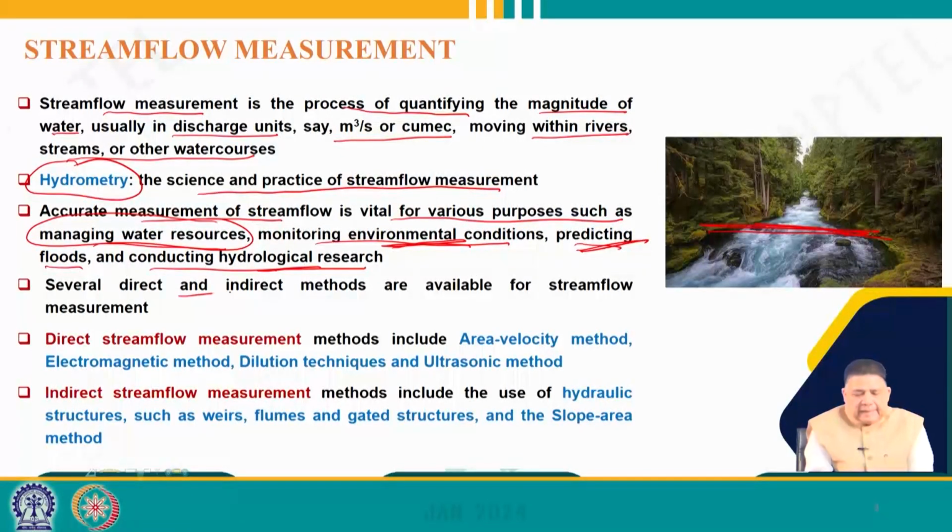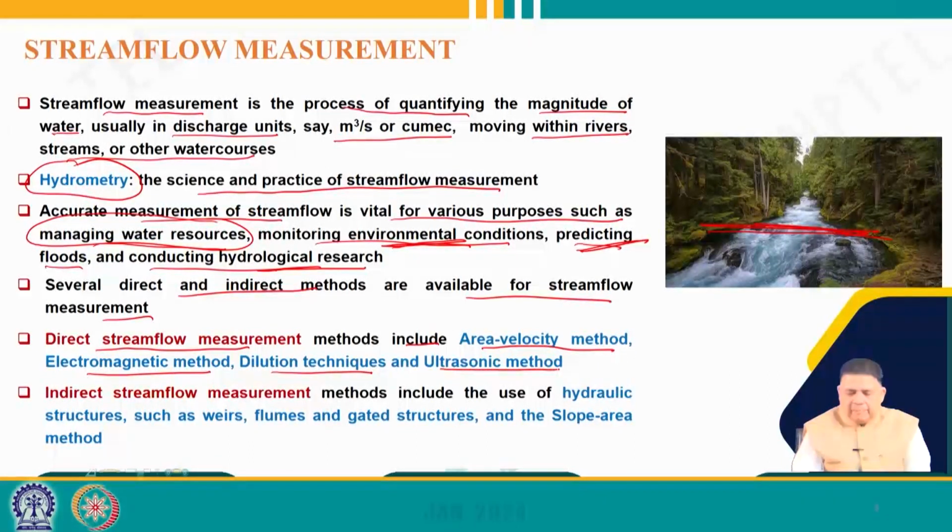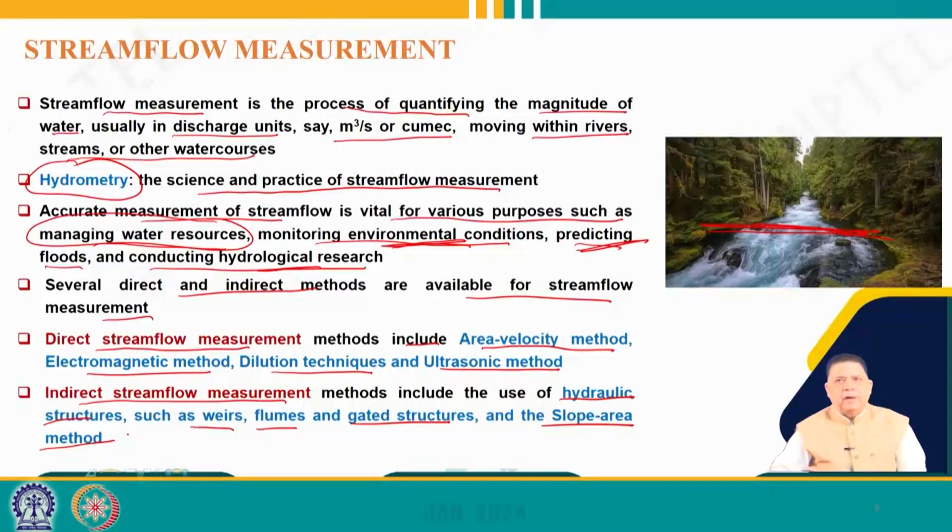Now, several direct and indirect methods are available for streamflow measurement. Direct streamflow measurements include the area velocity method, electromagnetic method, dilution techniques and ultrasonic method, whereas indirect methods include the use of hydraulic structures such as weirs, flumes, gated structures, and of course, the slope area method. During today's lecture and the next 2 lectures, we will talk about all these various methods of measuring streamflow.